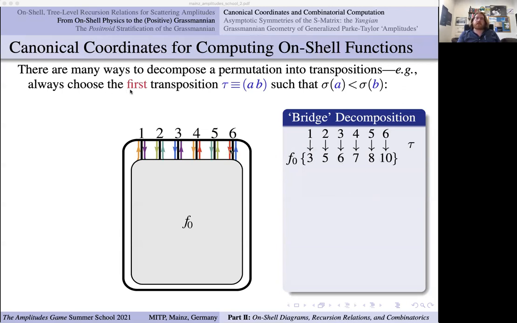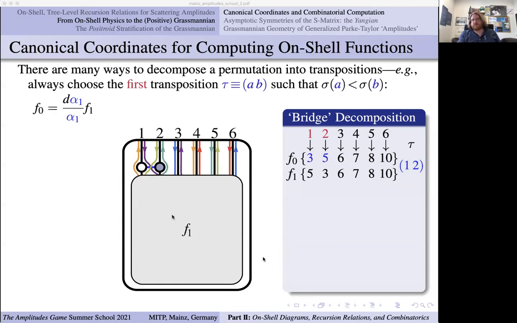So we follow this rule. It's called the lexicographic bridge decomposition. There are other strategies you can pick. This one has some nice properties. It's not especially canonical, but it does have some nice properties. So the first pair of legs whose images are ordered is 1 and 2. So we're going to imagine that this diagram that you emailed me is actually something like a bridge on a simpler diagram. And the function that we care about is d alpha over alpha times some simpler function where the legs get shifted, right?